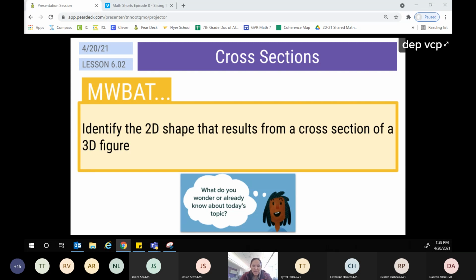So let's move on. Can I get someone to read our objective, please? May I read it? Yes, Josiah, go ahead. Mathematicians will be able to identify the 2D shape that results from the cross section of a 3D figure. Awesome. So we got a new word, which is cross section. Basically, this is going to be us thinking about if you could just cut across a 3D shape and look at the inside of it, what type of shape would you see?